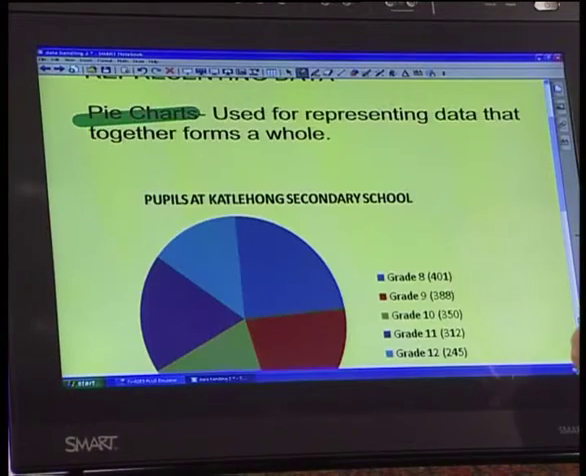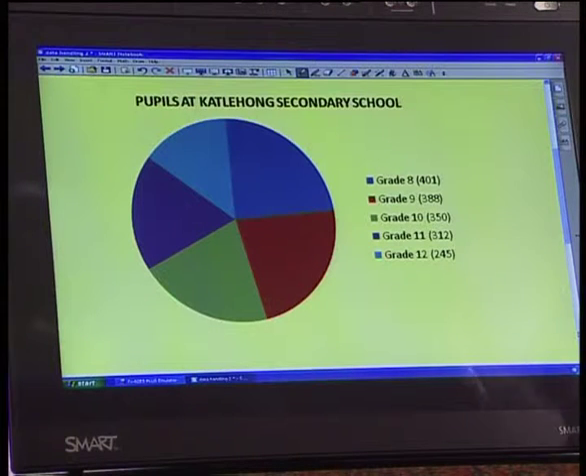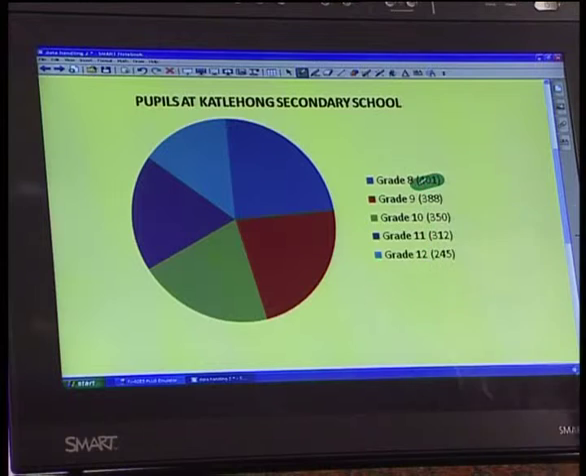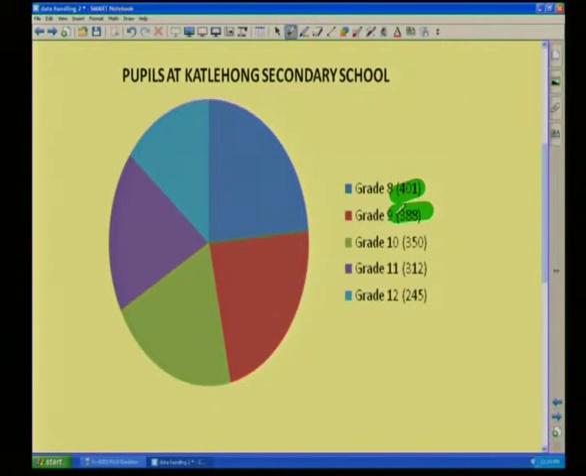Let's look at an example over here that has done that for us. I've taken all the pupils at Katlehong Secondary School. That's a whole number, a total figure. And we've divided them up into their grades. Grade 8 has got 401 students. Grade 9 has 388, 350 for grade 10, 312 for grade 11, and 245.